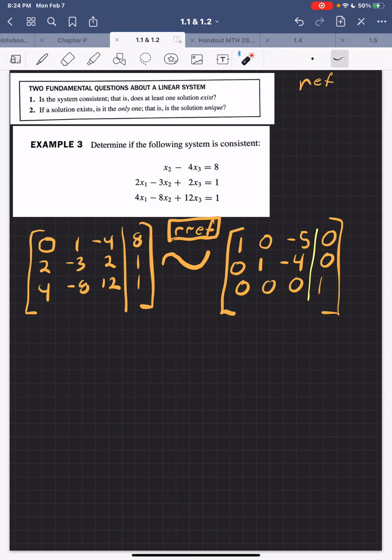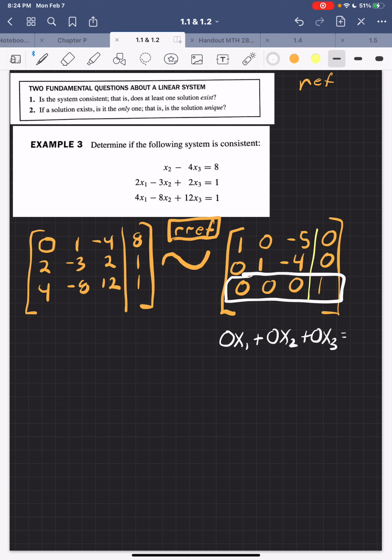Okay? And we want to take a look at this last third row, this third equation. And there's a built-in contradiction here. Notice the left side, 0x sub 1 plus 0x sub 2 plus 0x sub 3. They represent your variables. But notice that somehow you're supposed to add up a bunch of zeros and arrive at 1? No, that doesn't make any sense.